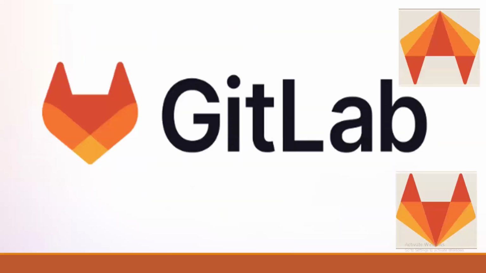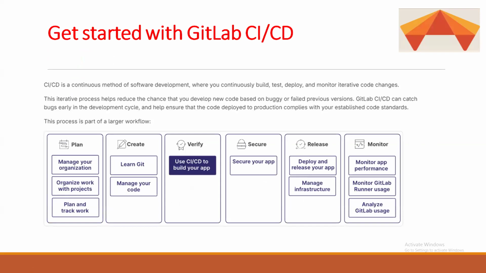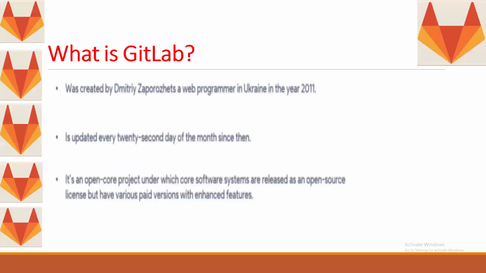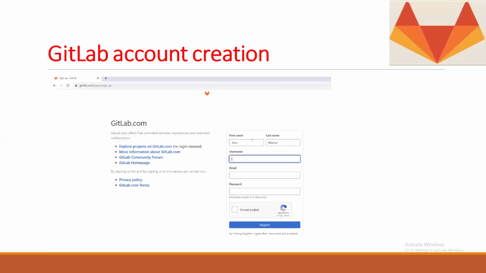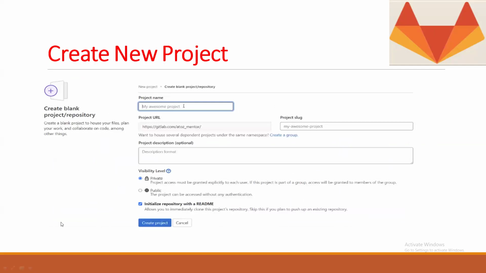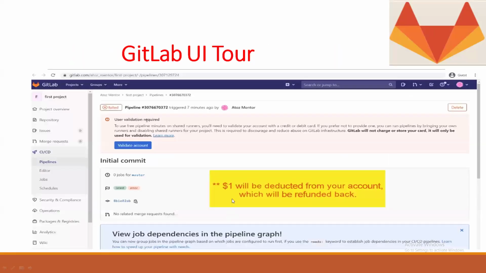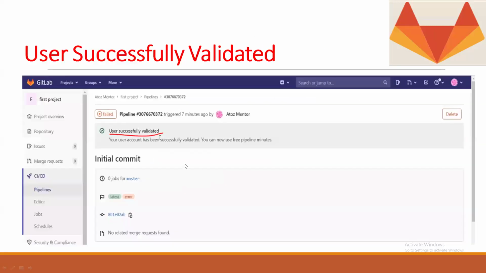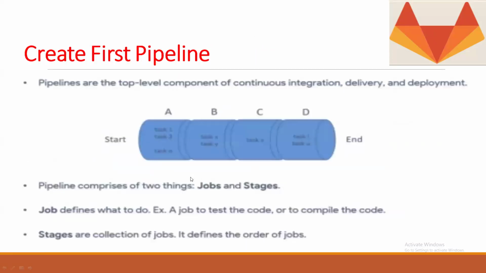Yeah, guys, the CI/CD concept. What we are going to discuss is GitLab. So, getting started with GitLab CI/CD. What is GitLab? How to create the first project? Create a blank project and give the project name. If you want to use the runner, guys, GitLab runners are like a Jenkins server. It will deduct from your account, which will be refunded back. You can use the validation check and validate the user account. So validation is done.